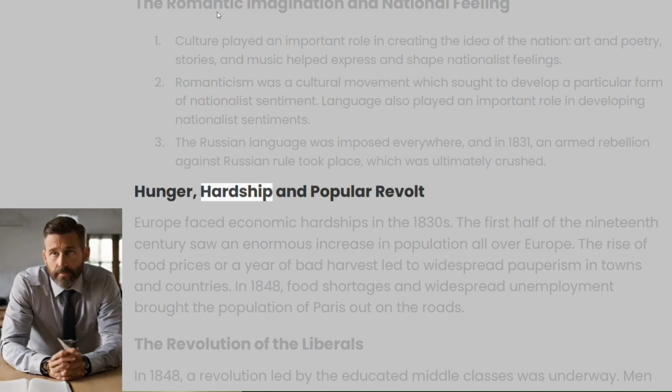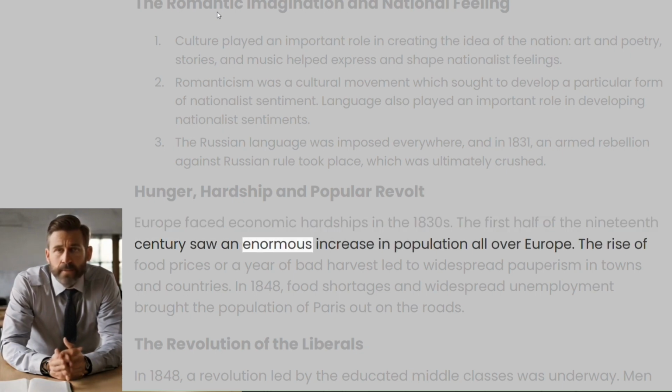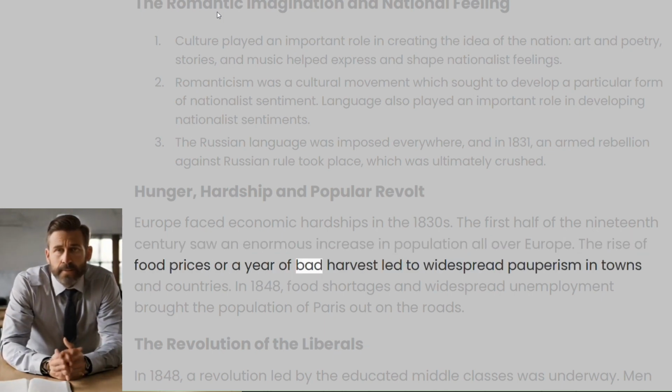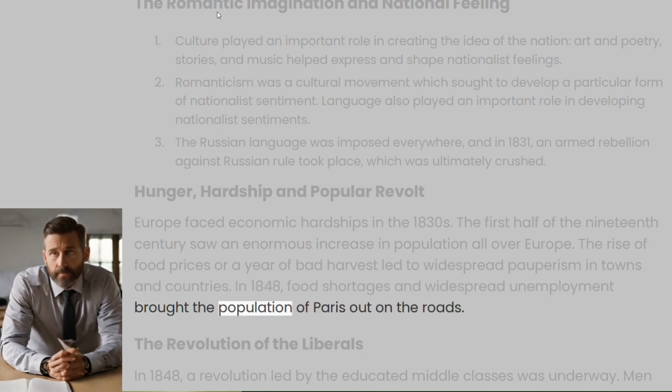Hunger, hardship and popular revolt. Europe faced economic hardships in the 1830s. The first half of the 19th century saw an enormous increase in population all over Europe. The rise of food prices or a year of bad harvest led to widespread pauperism in towns and countries. In 1848, food shortages and widespread unemployment brought the population of Paris out on the roads.